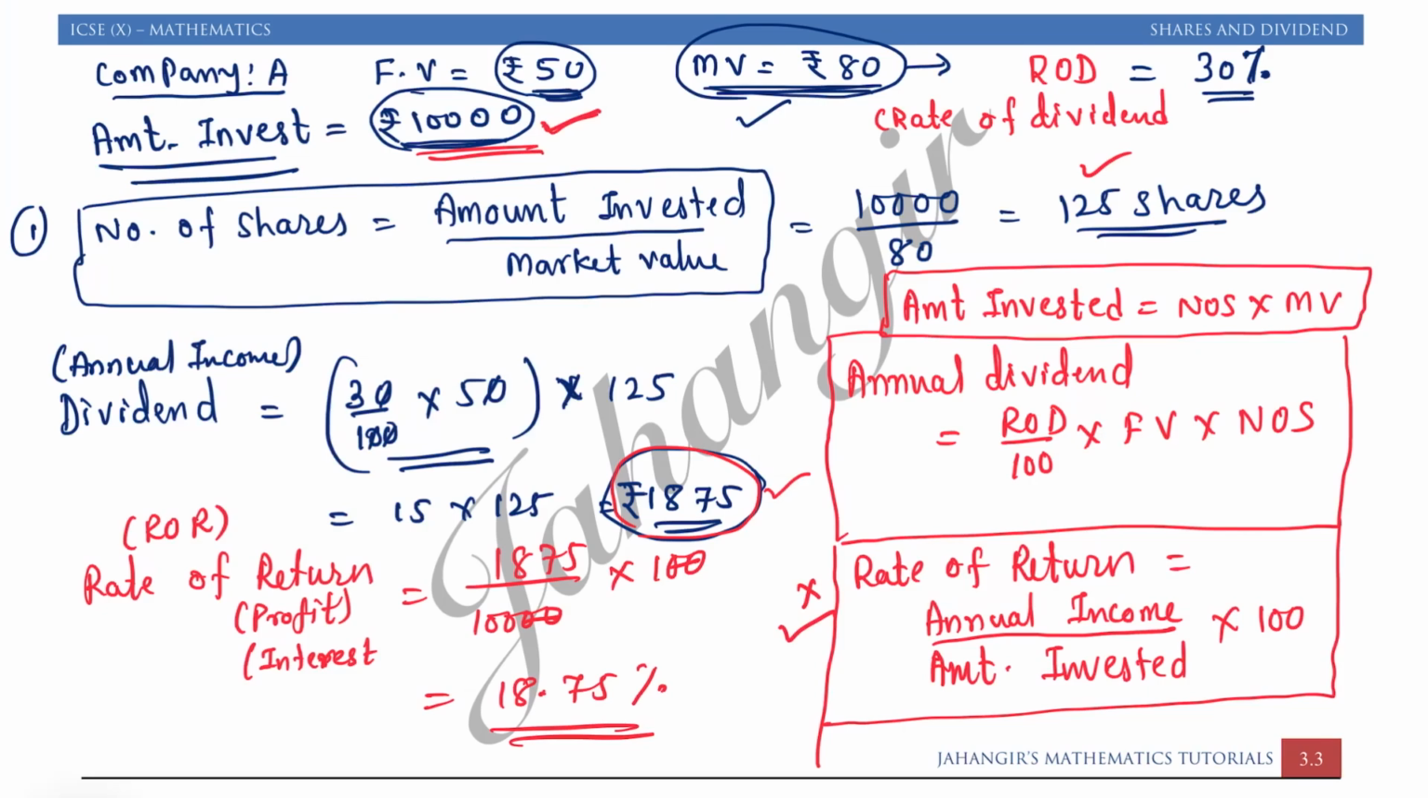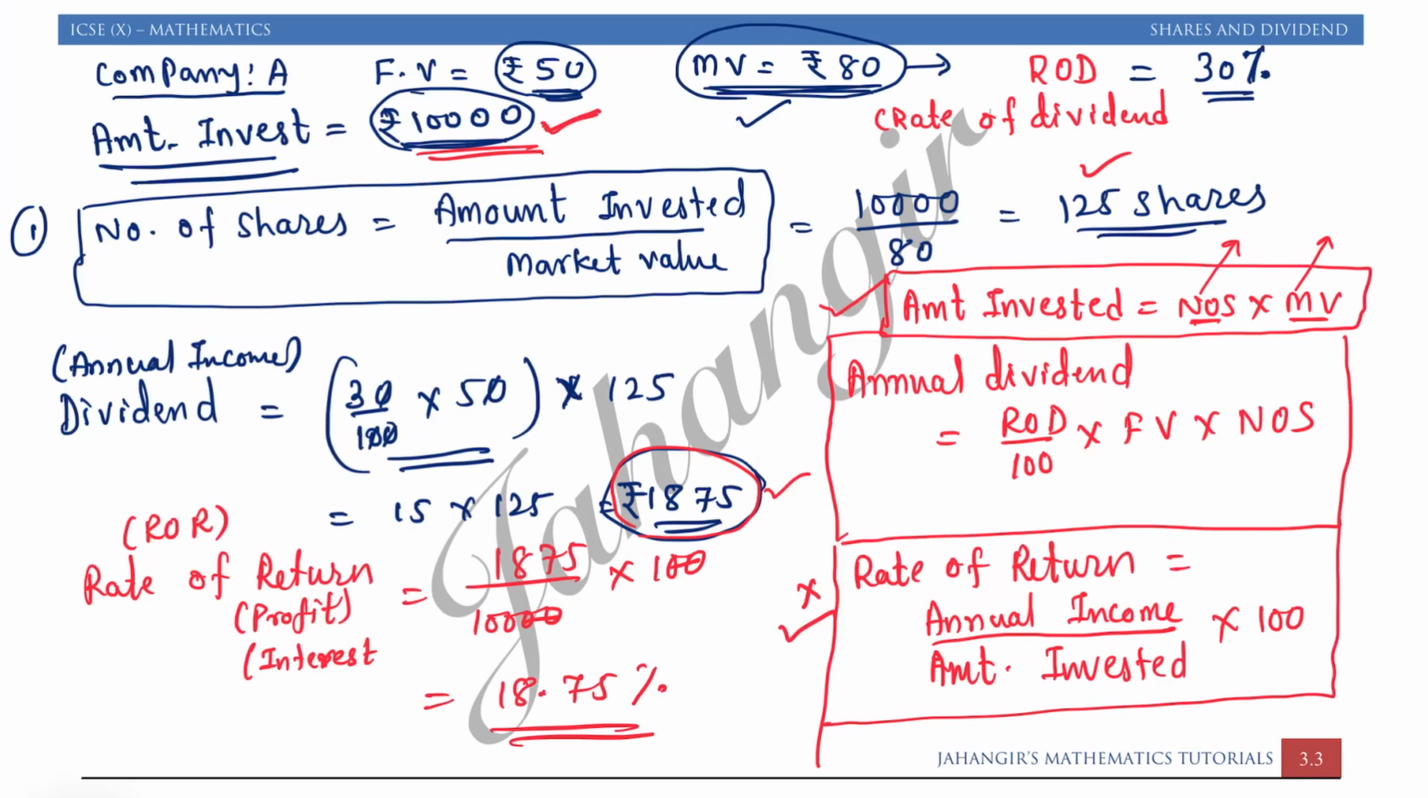If you want, I am going to erase some part, because I need to explain the rest of it. See, we understood the amount invested is what? Whatever money you are investing is called amount invested. That is number of shares, how many units you are buying, and at what price you are buying. Multiply both of them, that's common sense. Number of shares into market value, you will get amount invested.